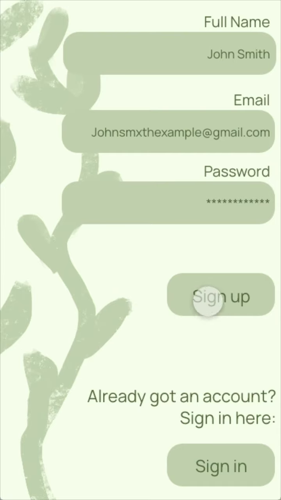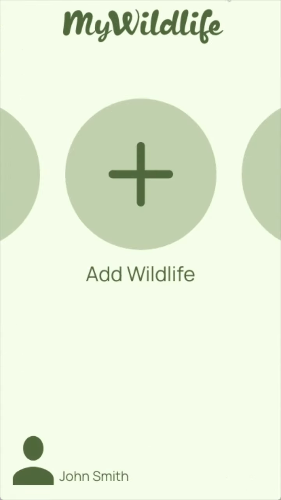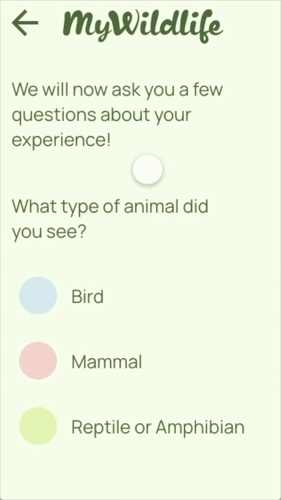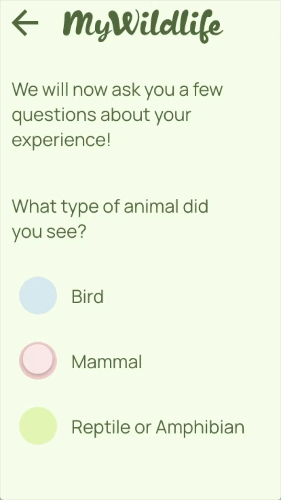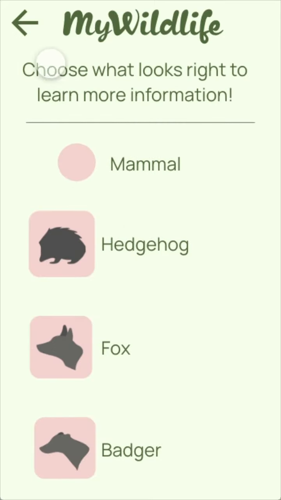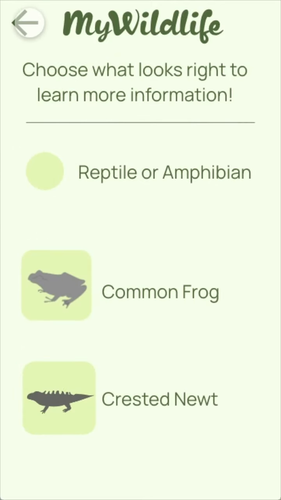So then we can sign up. And then this is a brief explanation of the app itself. So if we just go onto the Add Wildlife section, it will take you to a little quiz where you can find out what type of animal you saw. So for example, there's bird, which has 3 different options at the moment, but I plan to add more if it wasn't a prototype. Then there's 3 options for mammal, and then there's 2 options for amphibian.